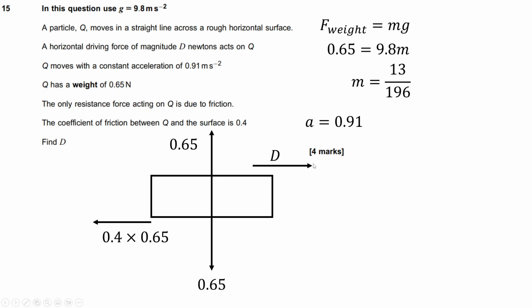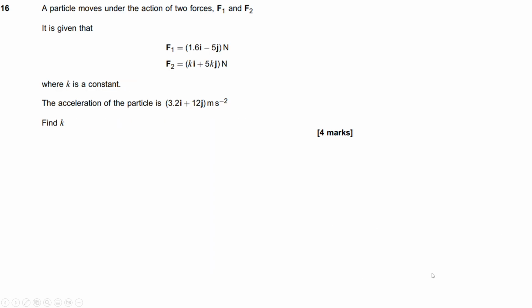Anyways, we'll resolve forces now. So we've got D minus 0.4 times 0.65 equals the mass, this, times the acceleration, this. Rearrange for D, you'll get that.